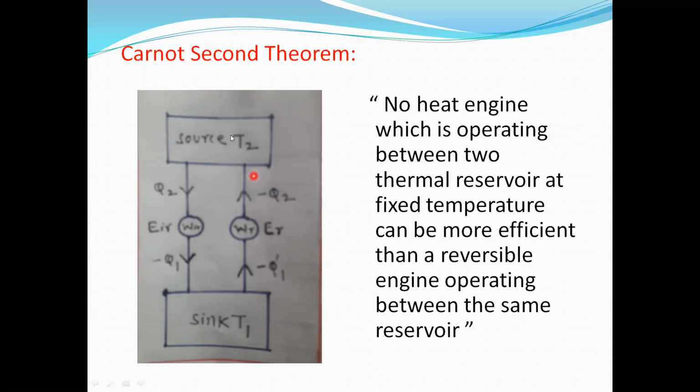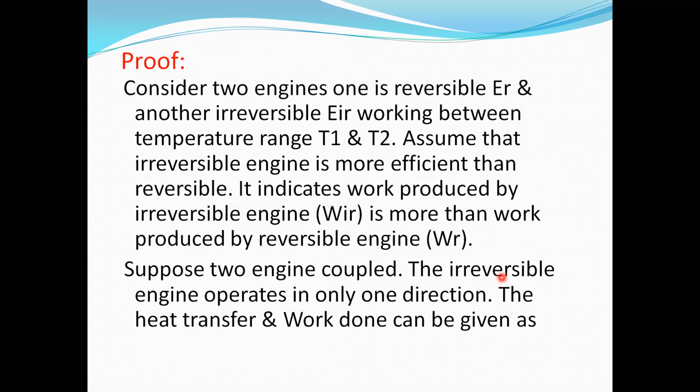So this is the diagram for the Carnot second theorem. This is source T2, and this is sink T1. Now, to prove this Carnot second theorem, we consider two engines. One is reversible, denoted by ER, and another is irreversible, EIR, working in the temperature range T1 and T2.